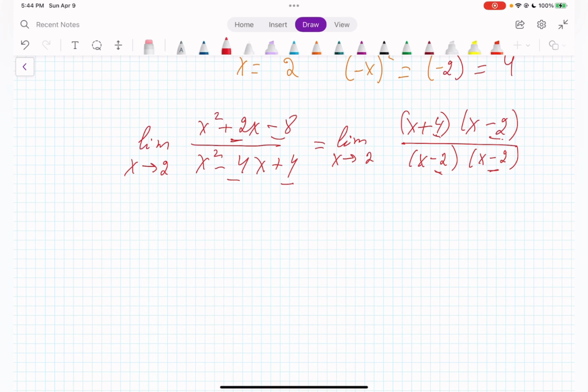What we get from here: x minus 2 in the numerator cancels with x minus 2 in the denominator, and I end up with the limit as x approaches 2 of x plus 4 over x minus 2. Now I need to plug in 2. On the top I'm getting 6. In the bottom I'm getting 0. I cannot divide by 0, therefore the limit does not exist.